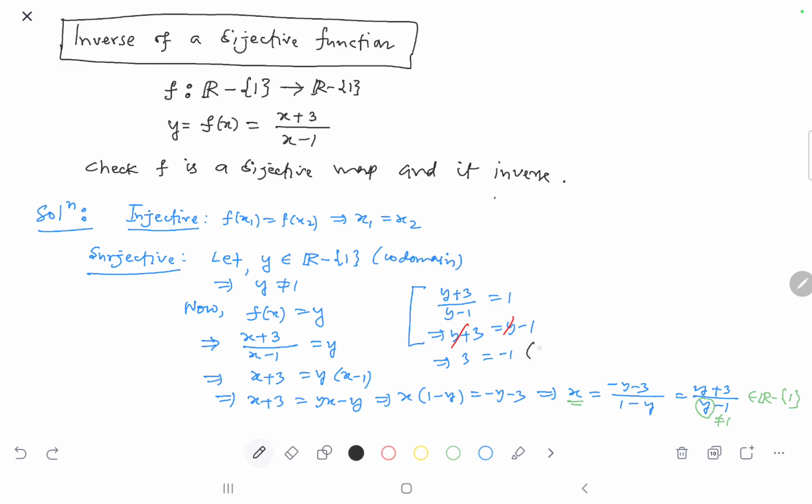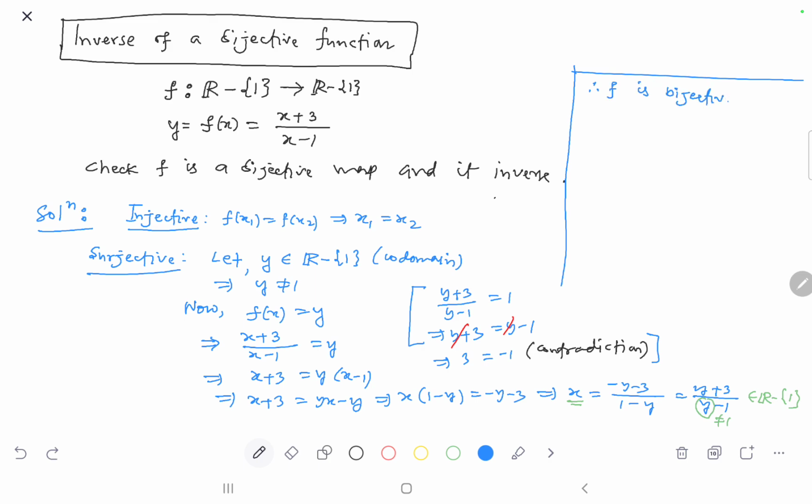In the logical sense, it is called a contradiction. Since we get a contradiction, the expression cannot be 1, so the whole expression is in R minus {1}. So we are happy: we get an x, namely (y plus 3) by (y minus 1), which is the pre-image for y. So it is a bijective map. The conclusion is that f is a bijective map.